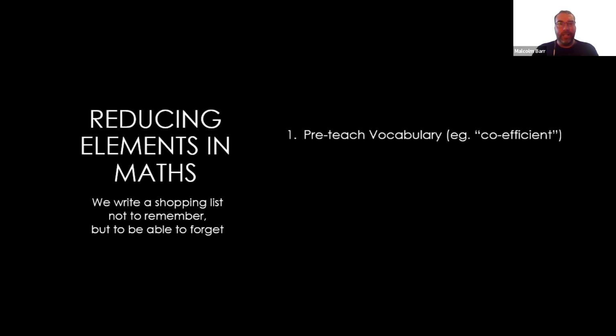We can also pre-teach vocabulary. If we teach vocabulary before we use it, so words like coefficient, term, all those algebra words, students are trying to do so much already, and then we're using words they don't know. If we can pre-teach that vocabulary, then we're not using up working memory with an element which they don't know already. If they know the word coefficient, that's effectively not a new element. It's something that's coming from their long-term memory.